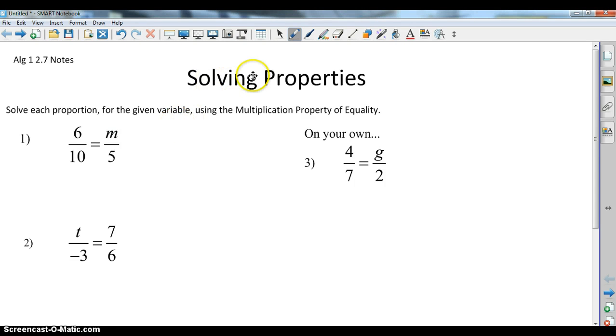Today we're going to be solving proportions. For the first three, we're going to solve each proportion for the given variable using the multiplication property of equality. So for number 1, we want to get m by itself, and with the name multiplication property of equality, we have to multiply by something. So to get m by itself, we're going to times each side by 5.